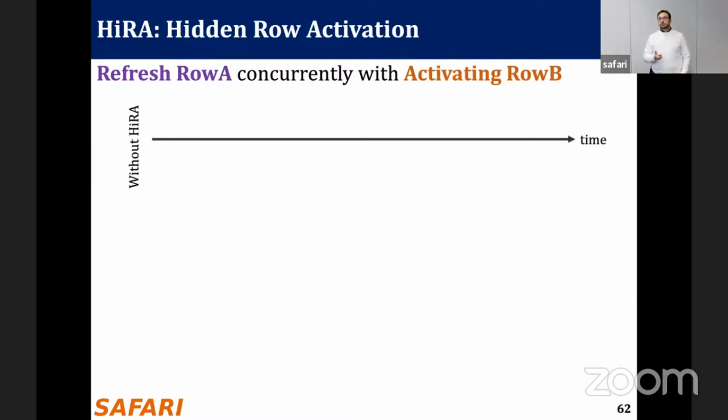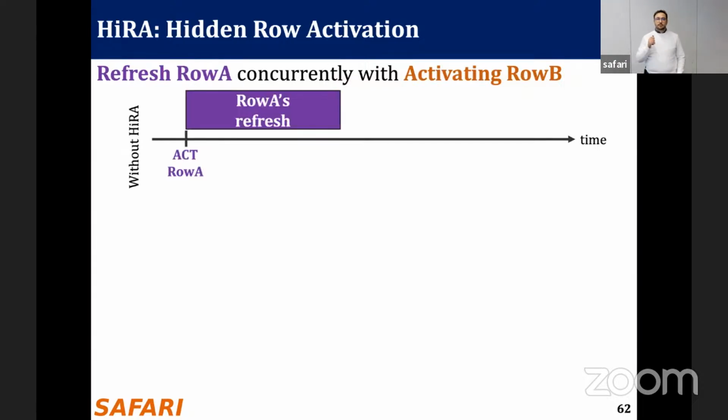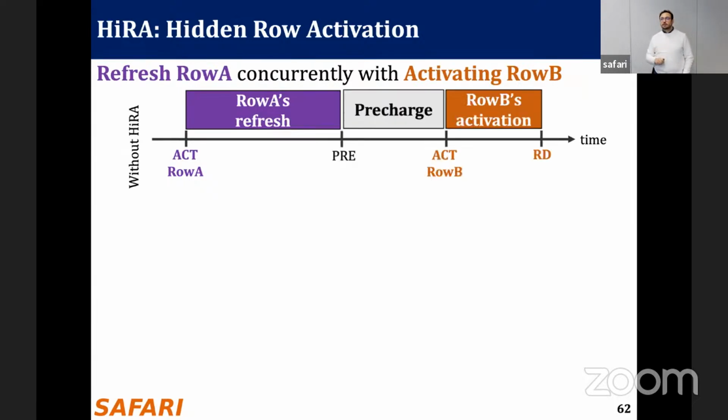And this is how it works. So let's say we want to refresh row A and we want to activate row B. And if we wouldn't have HiRA, what we would do is we activate row A, wait until row A's charge is restored, meaning that it is refreshed, and then send a precharge command. And it also has its own latency. And then we activate row B, and then we can send a read command to row B.